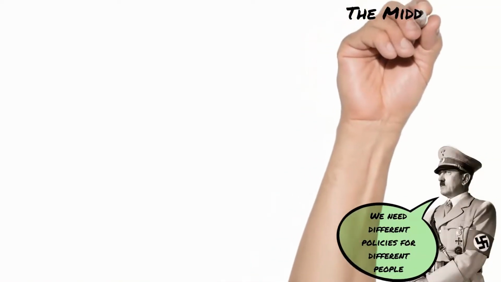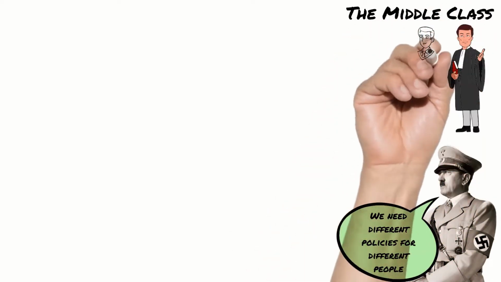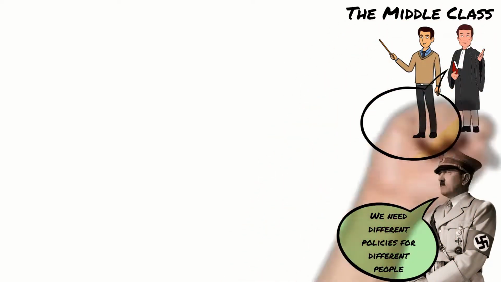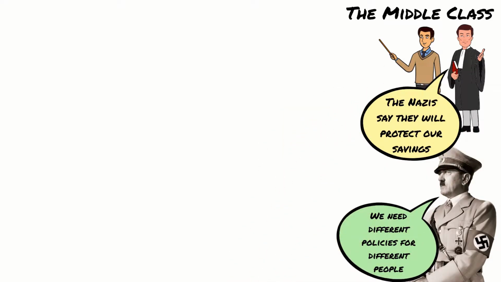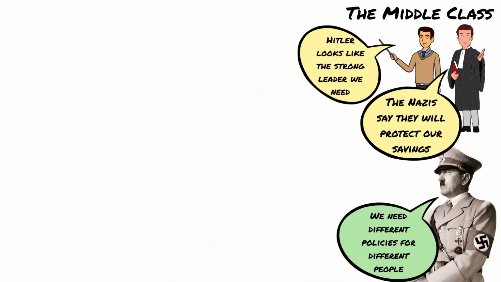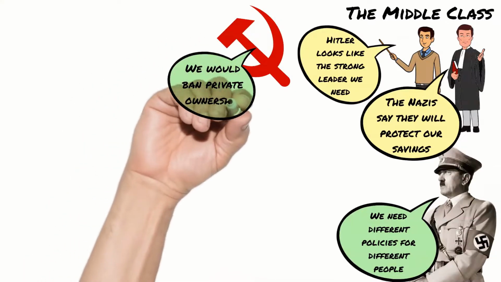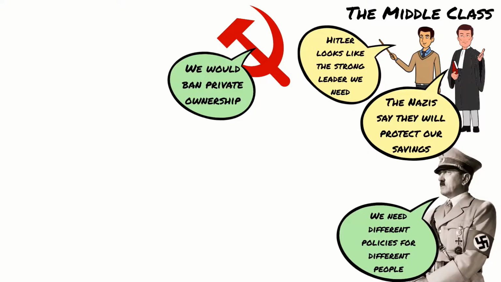Probably the largest group to support the Nazis were the middle class. This group was made up of professionals such as lawyers and teachers, along with people of business. For this group, their priority was to protect their savings and property, and Hitler came across as a strong leader who would be able to solve Germany's economic problems. The middle classes were also afraid of the rise in support for the Communist Party. Were there to be a communist revolution in Germany, they would lose their land and wealth because the communists wanted to get rid of private ownership. Like the businessmen, they saw the Nazis as a counter to the communists.